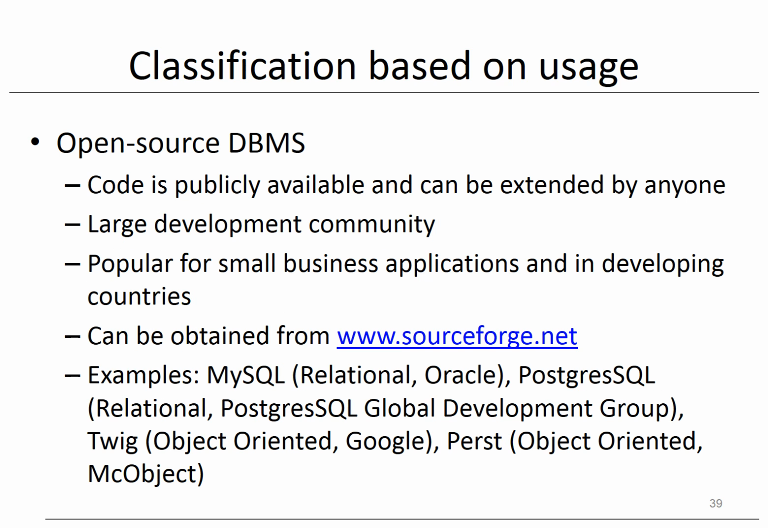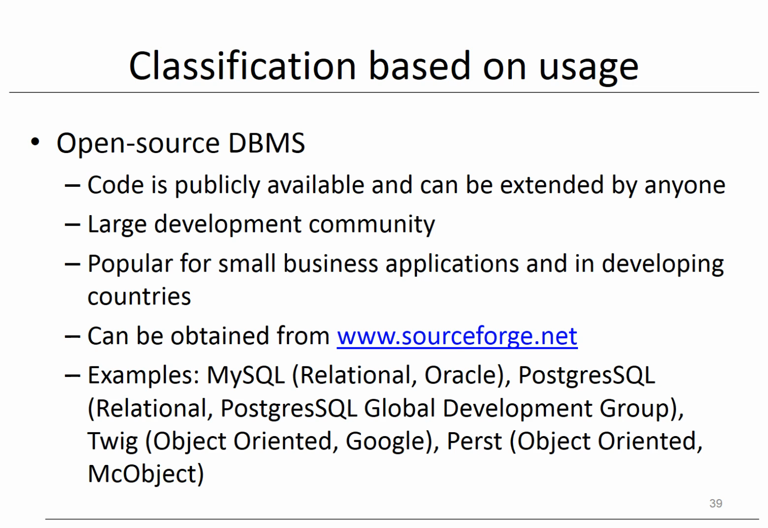Finally, open source DBMSs are DBMSs of which the code is publicly available and can be extended by anyone. Hence, this has the advantage of having a large development community working on the product. They are very popular for small business applications and in developing countries where budgets are limited. Most of the open source DBMSs can be obtained from sourceforge.net, which is a well-known website for open source software.